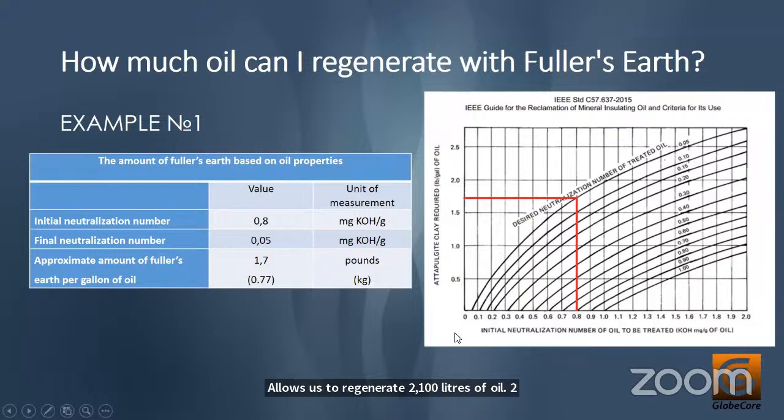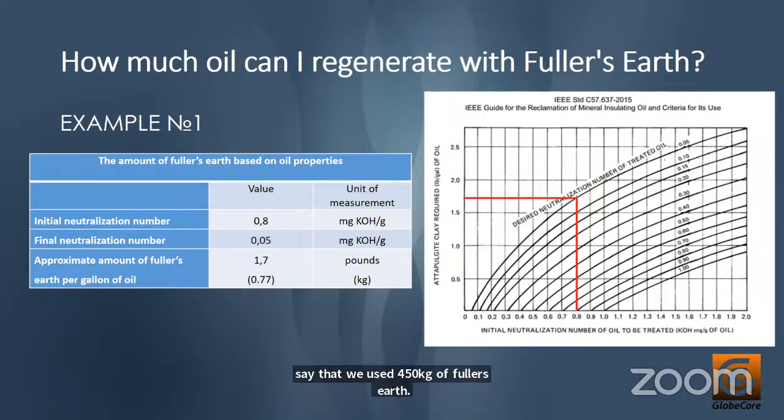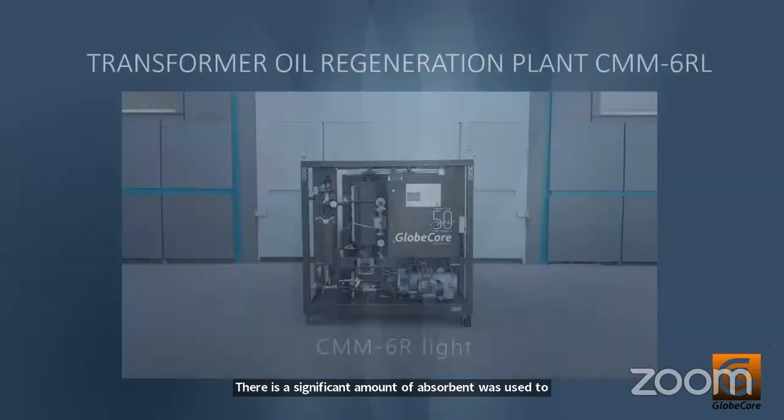2,100 liters of oil is a relatively small amount. And since we used 450 kilograms of Fuller's earth, that is a significant amount of absorbent used to regenerate a relatively small amount of oil.